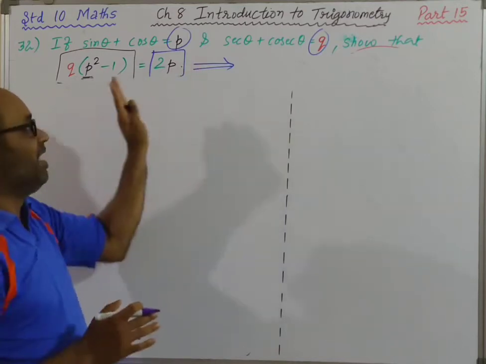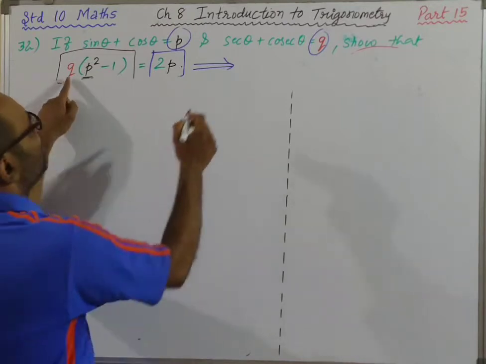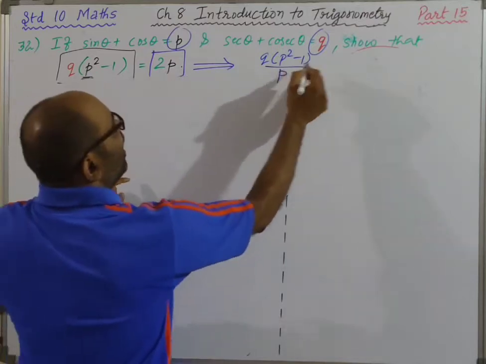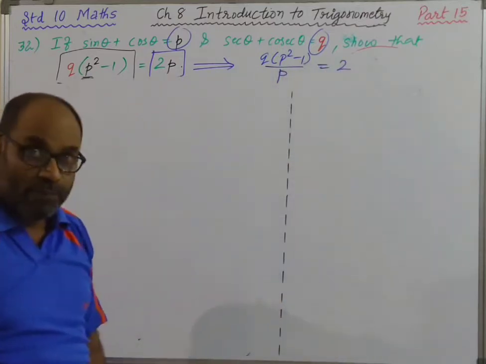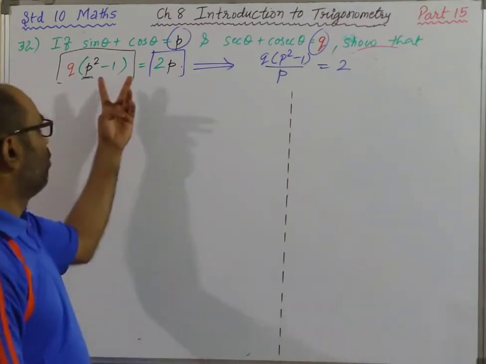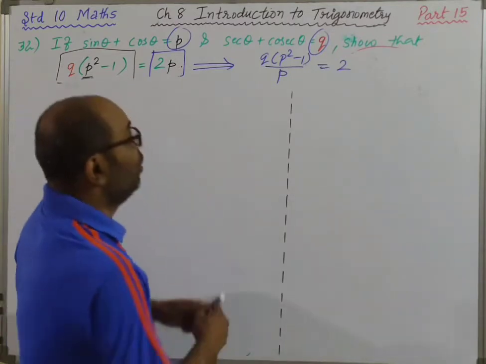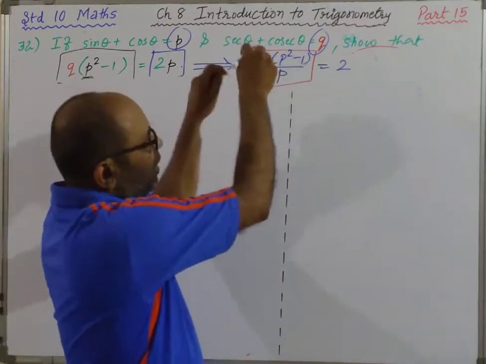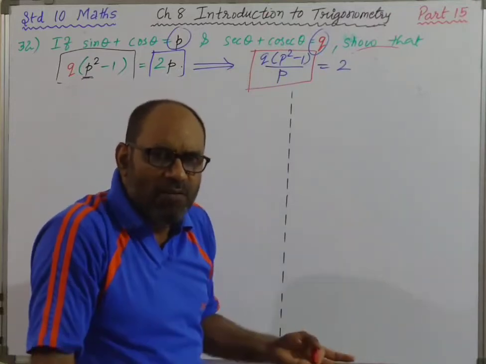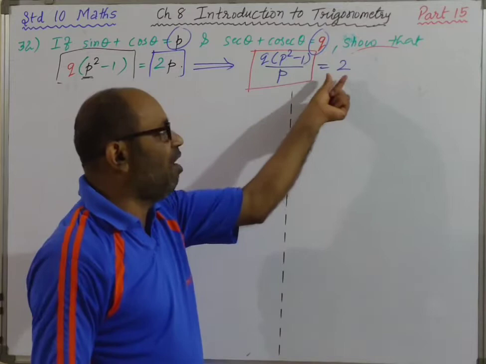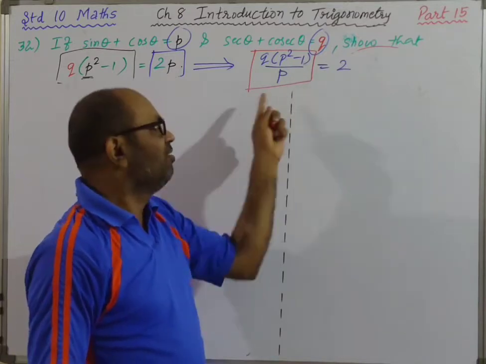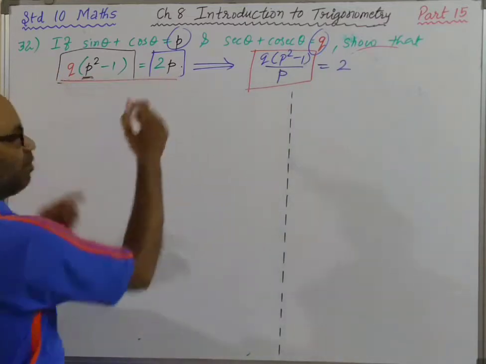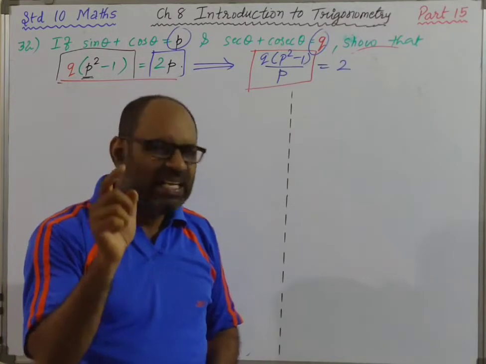कोई भी वेरिएबल राइट हैंड साइड में मुझे नहीं चाहिए. So see what I do. q into p square minus 1, ये p नीचे गया, that is equal to 2. देखिए, you have to prove this, but you pick up this expression. ये expression लो, उसमें p और q की वैल्यू डाल दो and simplify करो. And what should be the simplified form? 2. Then once you get this, take p on other side. This is proved. Understood? Let's start.